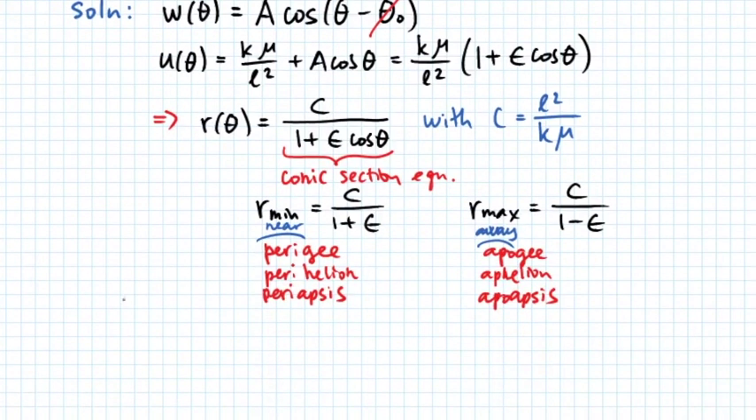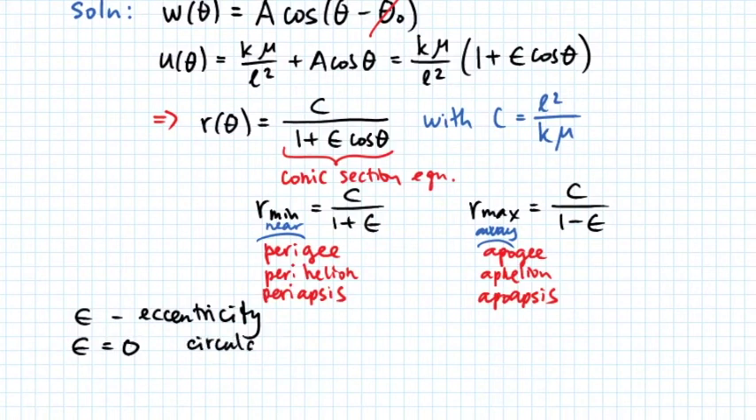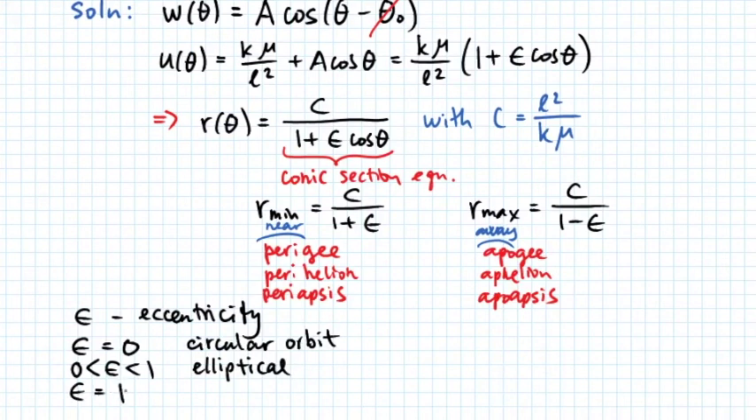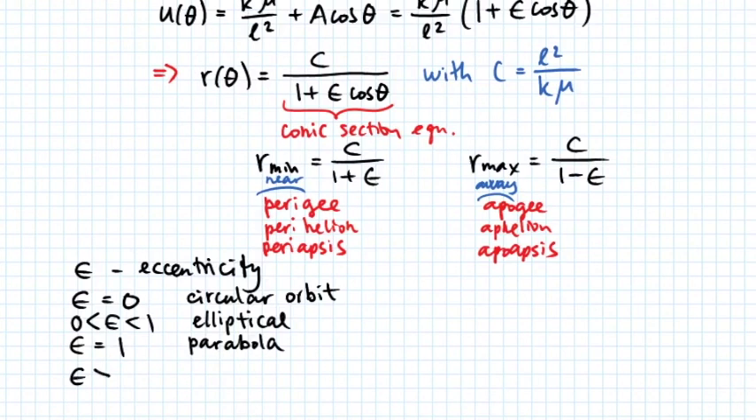Let's take a closer look at eccentricity epsilon. If epsilon is equal to 0, then we have a circular orbit. If epsilon is between 0 and 1, then we have an elliptical orbit. If epsilon is equal to 1, then we have a parabolic orbit. And if epsilon is greater than 1, then we have a hyperbola.